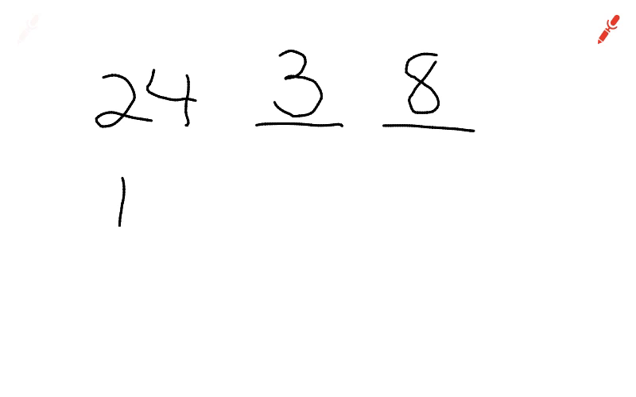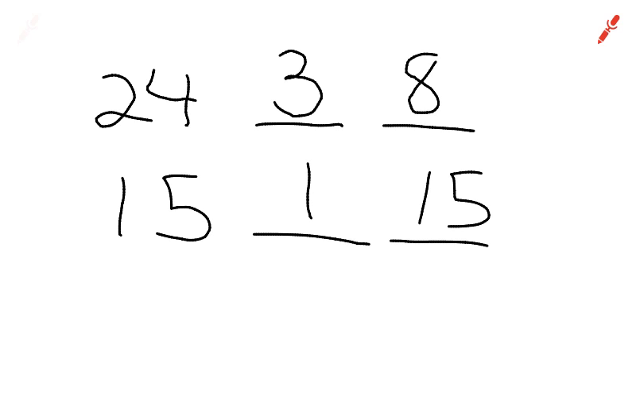B, we have 15. 2 numbers that go into 15. Remember, I don't want you to do 1 and 15. I want you to think of 2 other ones. 3 and 5, because 3 times 5 is 15.